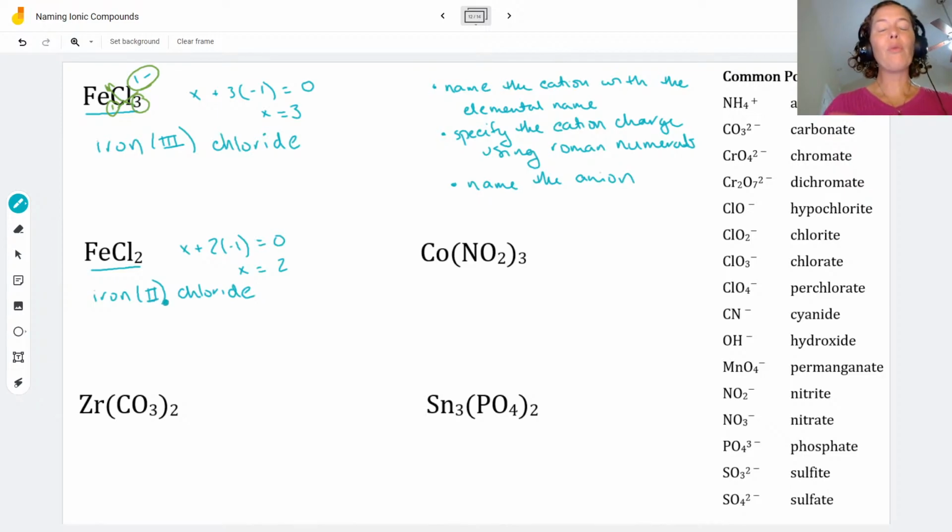Again, remember that the Roman numeral does not tell you how many atoms, but it tells you the charge. I know I'm like a broken record. I keep saying it over and over again because I see this mistake over and over again. Okay, let's keep going with all of our transition metals here.